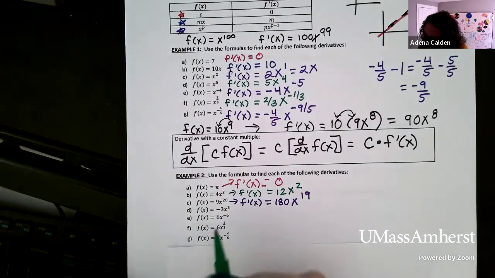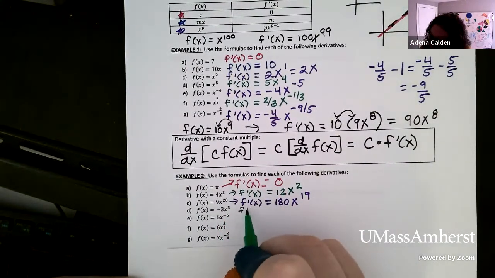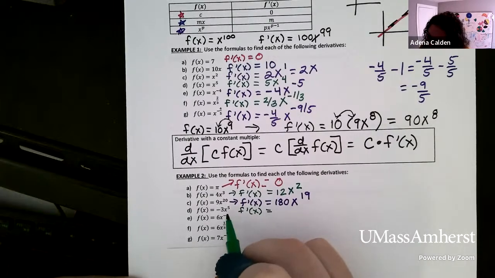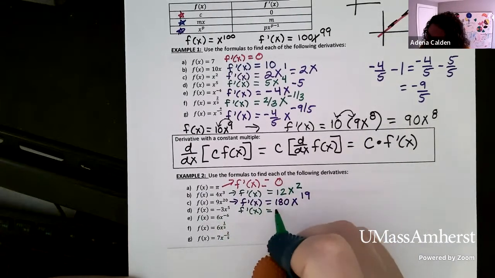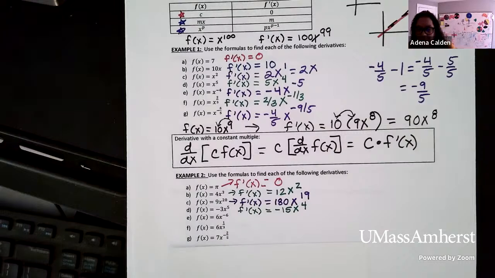For the next one, I want you to notice that there's a negative 3 in front. So when we take the derivative, that negative has to stay. So negative 3 times 5, we get negative 15x, and we subtract 1 from the power. So negative 15x to the 4th.